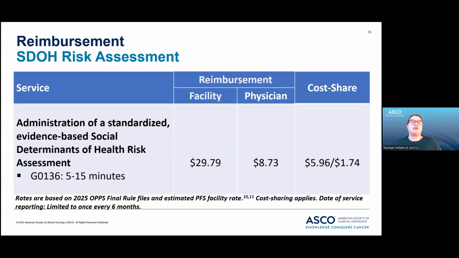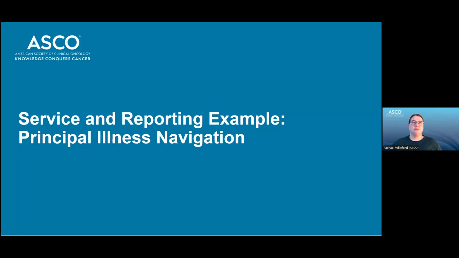Finally, you have the Social Determinants of Health Risk Assessment. This is included in a separate APC. It's 5821 for Level 1 Health and Behavioral Services. Facility would be reimbursed at $29.79 in 2025, and the physician at $8.73. Your cost share would be $5.96 for facility and $1.74 for the physician.